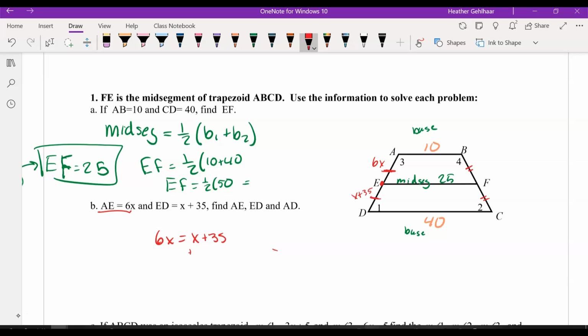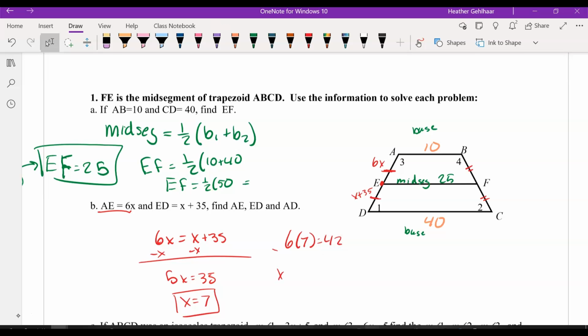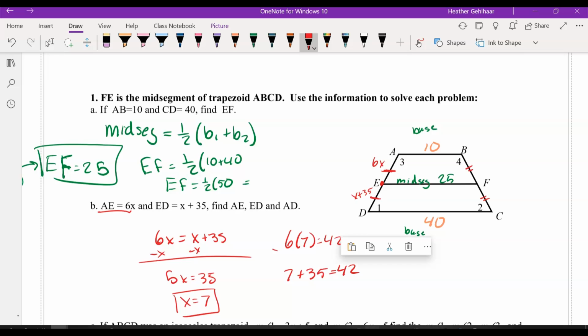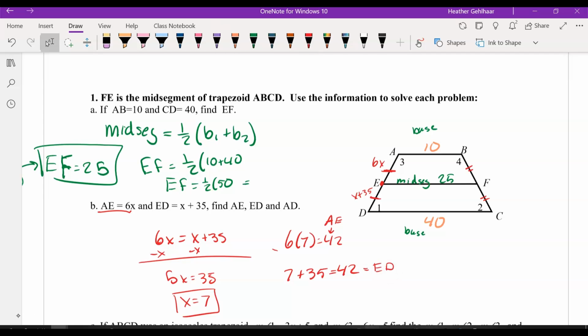to then solve. So then I subtract x over. So then we'll get 5x equals 35, and then x equals 7. And then we're going to go ahead and plug it in. So 6 times 7, we'll get 42, x plus 35, so that'll be 7 plus 35, which will be 42. So then if we were to find, so this is going to be AE equals that, and then we know that ED equals 42, and then AD is just going to be when we add them all together. So that's going to be 84.